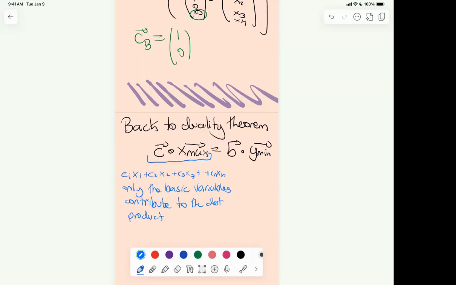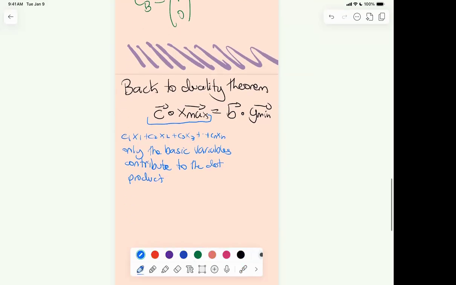Is that making sense? Because if a variable is non-basic, that means its value is zero, and zero times anything, it doesn't matter what the other factor is. So what I'm trying to say is that you only really have to remember the dot product between the basic vector and the coefficients corresponding to the basic variables. So you can replace this with this.